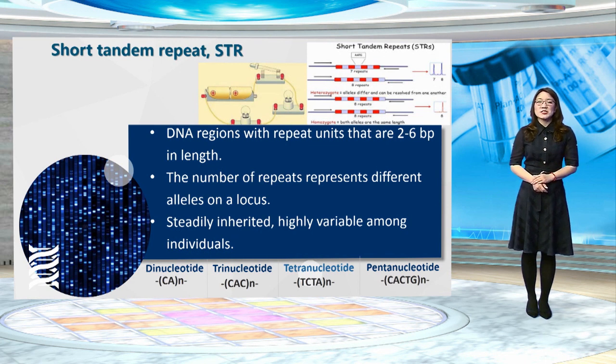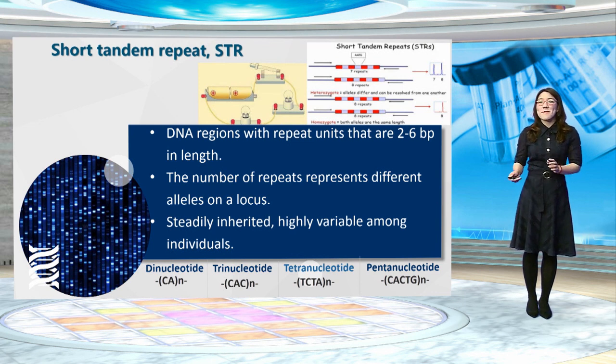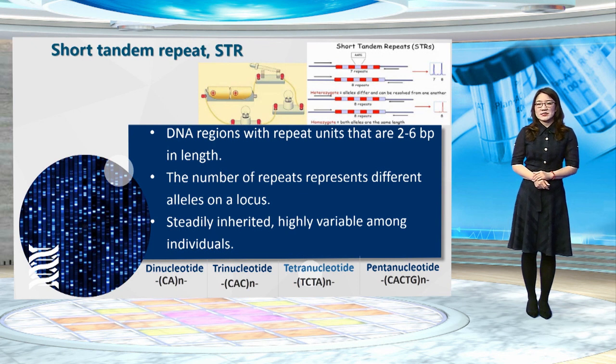DNA regions with repeat units that are 2 to 6 bp in length are called short tandem repeats, that is, STR. These repeat units are arranged next to each other over and over again, looking just like serial batteries. The number of repeats represents different alleles at a locus. They are stably inherited, but the number of repeats in STR markers can be highly variable among individuals. That's why the STR is effective for human identification.